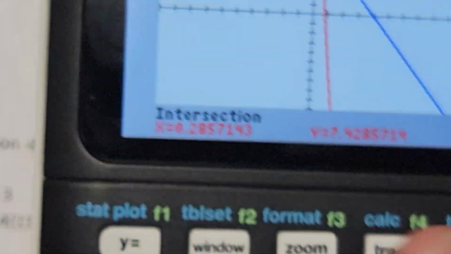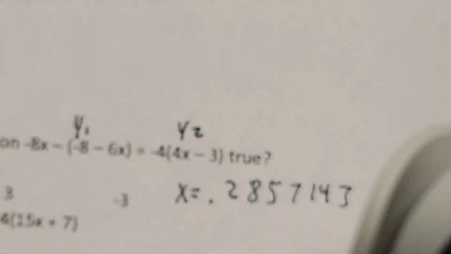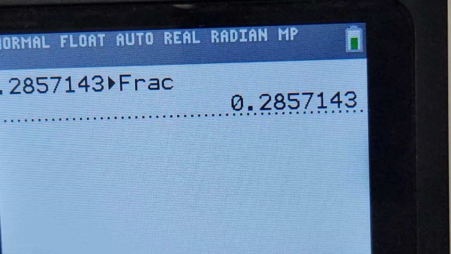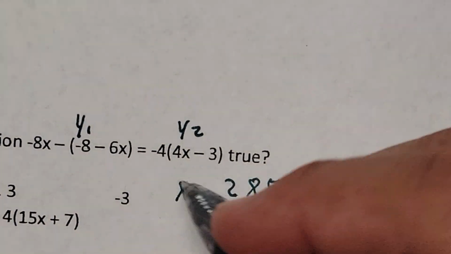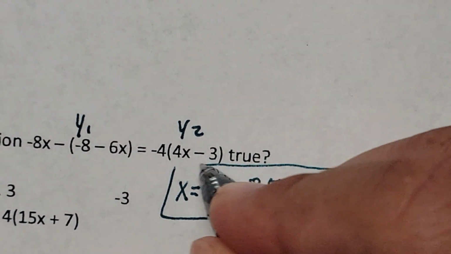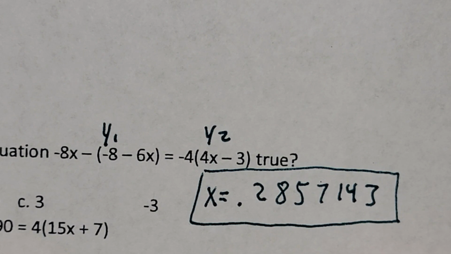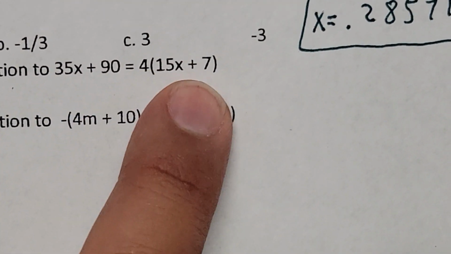Let me see when I put that in the calculator, guys. Try this. All right, so go ahead and push second quit. 0.2857143. Math, enter. Nope, man, that's weird. Go and write this down, guys. That's your answer right there. Okay. So do the same thing, guys. Use y1, y2, y1, y2.